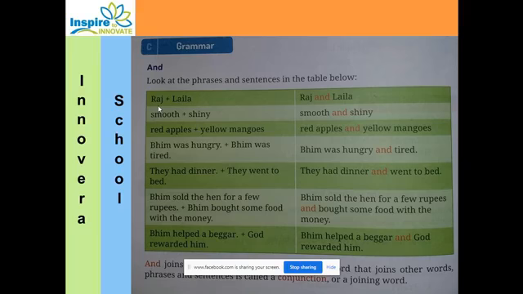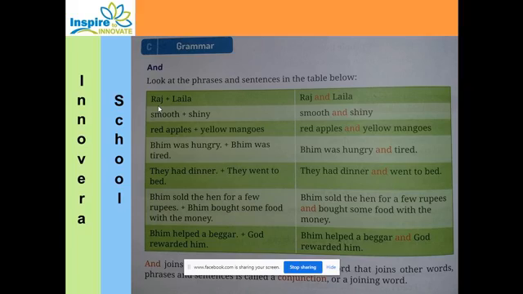Look at the phrases and sentences in the table below. On my left-hand side, you can see Raj plus Leila. A plus sign is given between Raj and Leila. Smooth plus shiny. Red apples plus yellow mangoes. Bhim was hungry plus Bhim was tired. So what you can see, children, is that between the two words or two sentences, a plus sign is given.